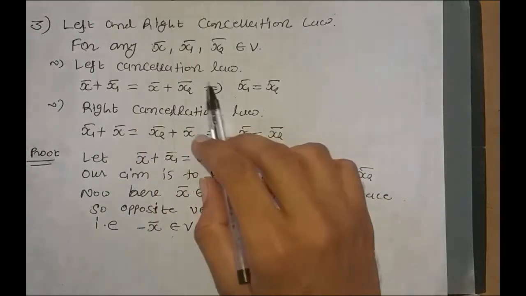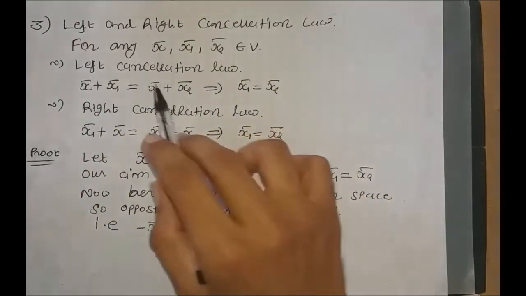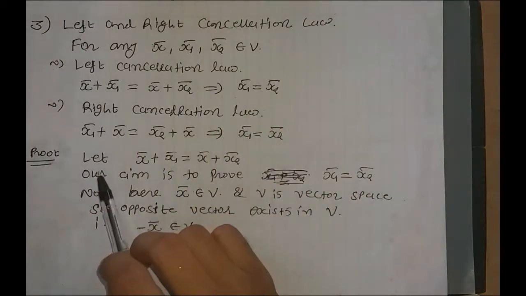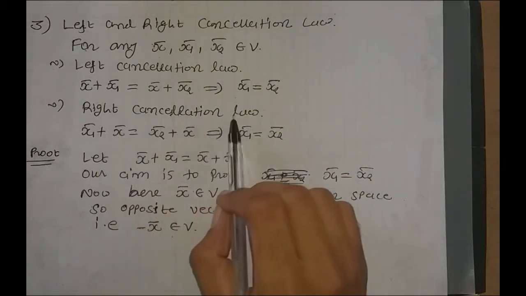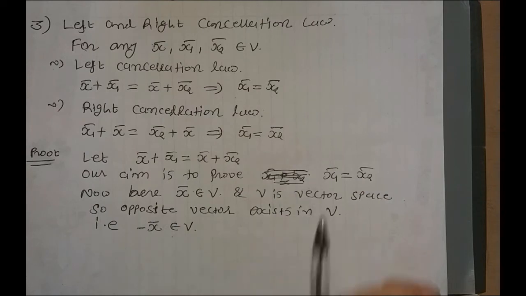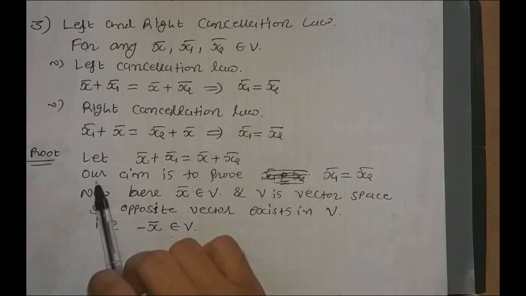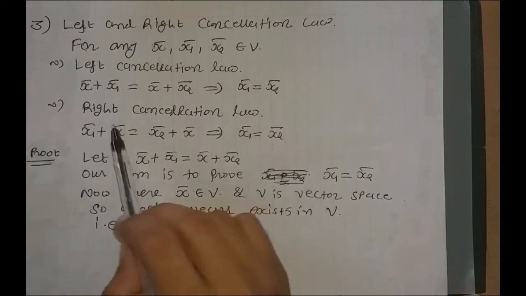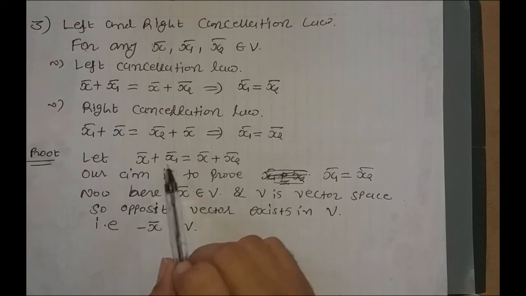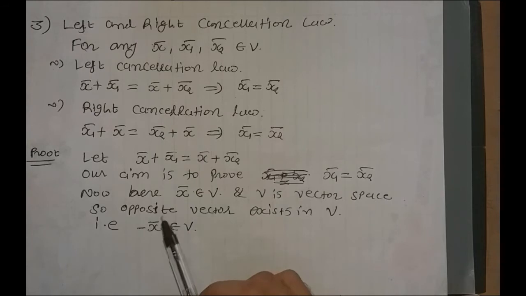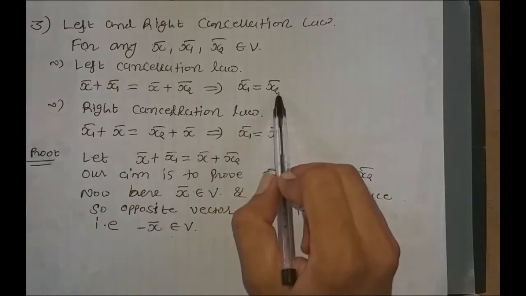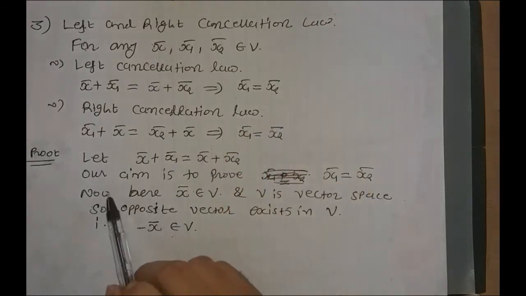I will provide the proof of left cancellation law, and the proof of right cancellation law is your homework for your assignment. Okay. So first we consider x bar plus x1 bar is equal to x bar plus x2 bar. Our aim is to prove x1 bar is equal to x2 bar.